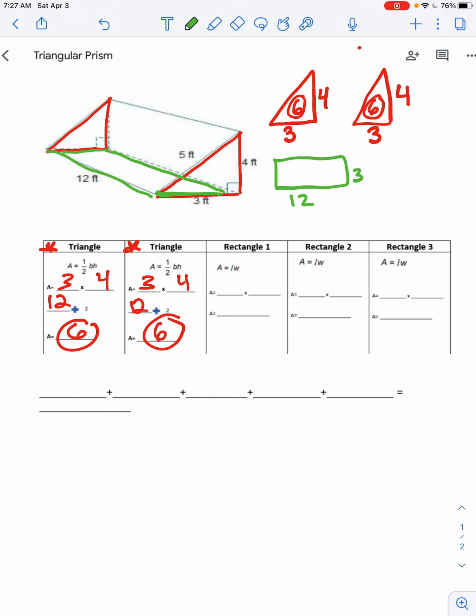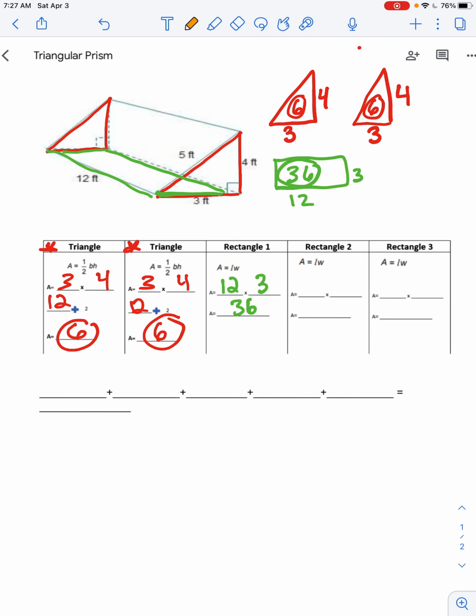That's our first rectangle. So we're going to come down here, and the area of a rectangle is length times width. So we're going to take our 12 times 3, and 12 times 3 is 36. So this first rectangle has an area of 36.